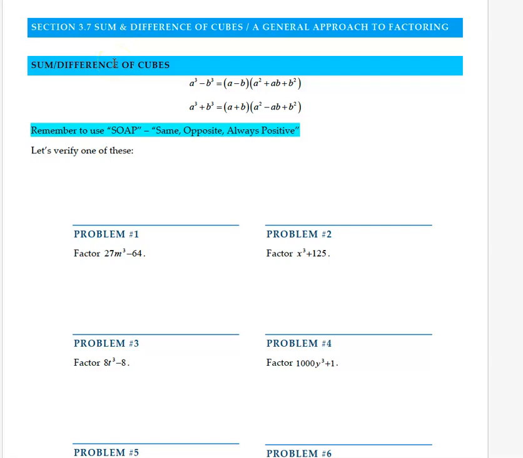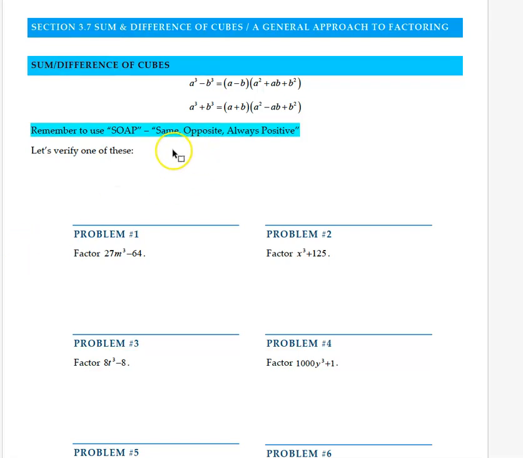All right, well, let's get started talking about 3.7, which is the sum and differences of cubes. And then we'll also talk just a little bit about a general approach to factoring, to give you some tips and tricks on the type of factoring you should do for the type of polynomial you have.